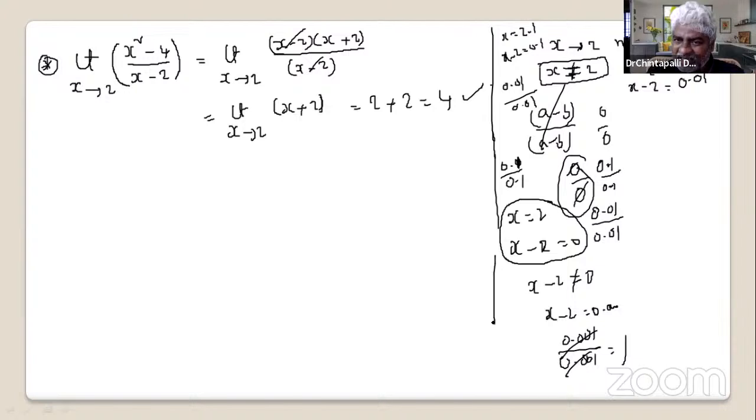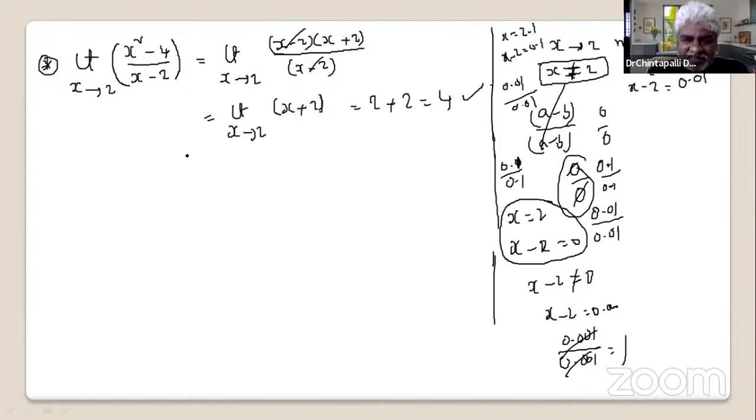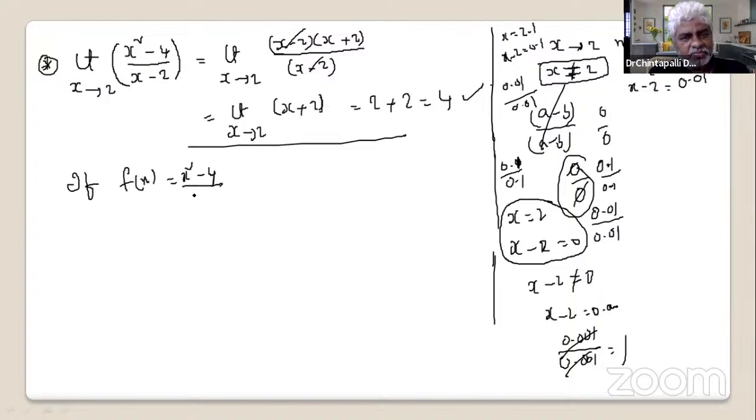Got the reason? Got the logic here? Yes. In this case, it is correct. There is no mistake in it. But if the question is like this: if f of x is equal to x square minus 4 by x minus 2, then find f of 2.